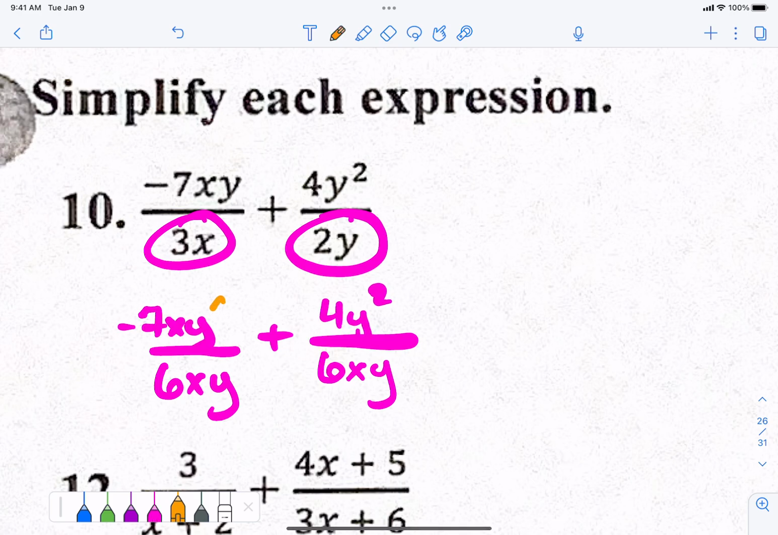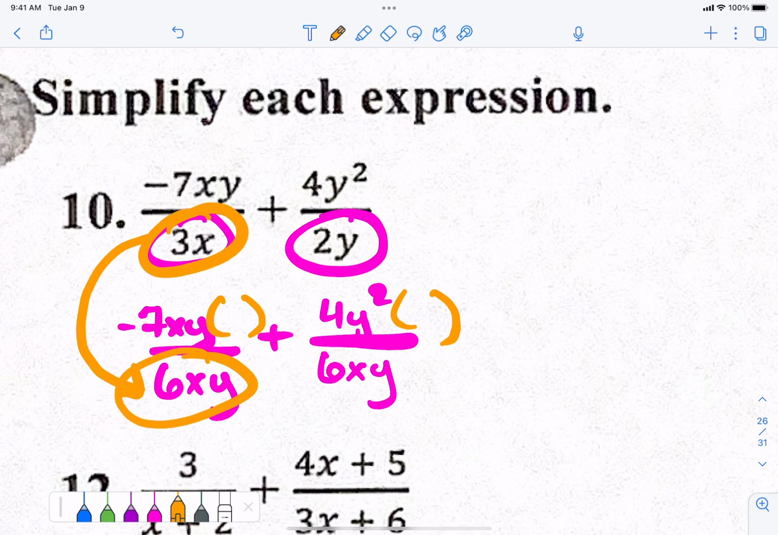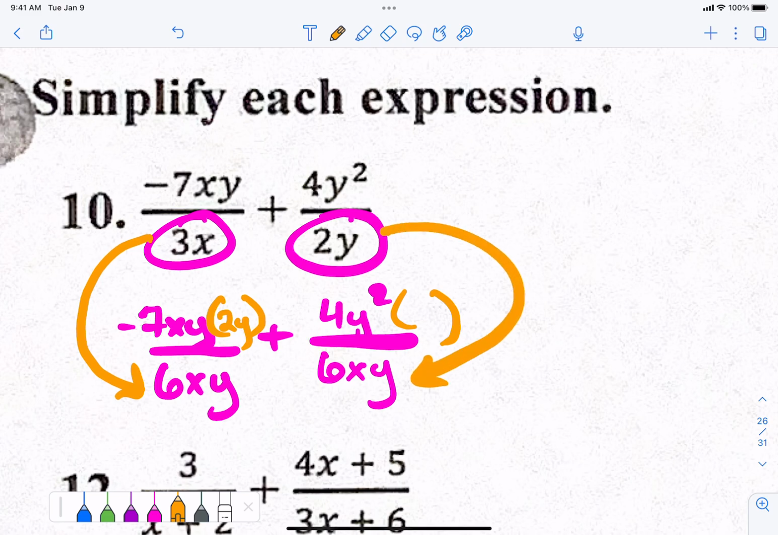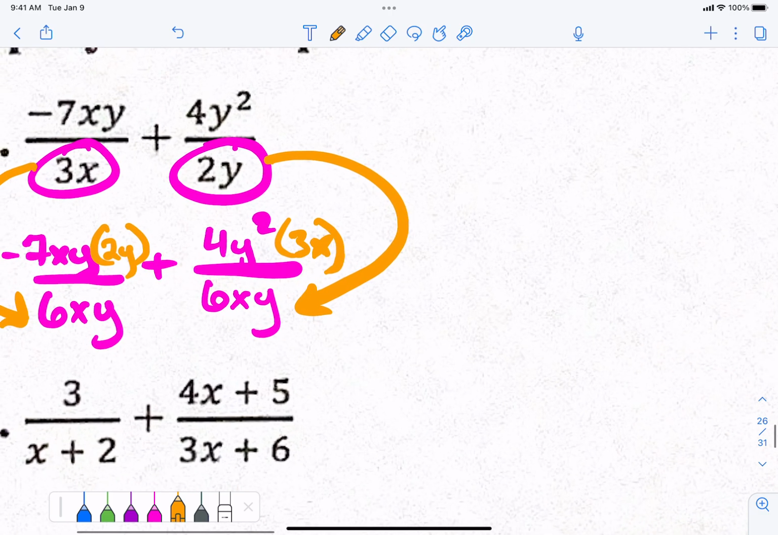Multiply by what they need. 3x in comparison to 6xy: what do I need to multiply the 3x by to get 6xy? He needs a 2 and a y. Now 2y: what do we need to multiply by him to get 6xy? He needs a 3 and an x.